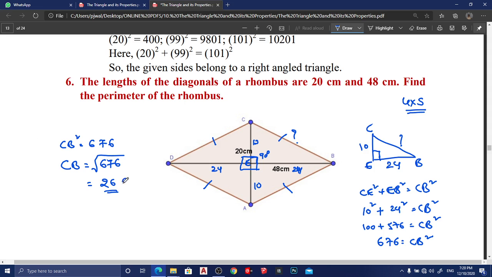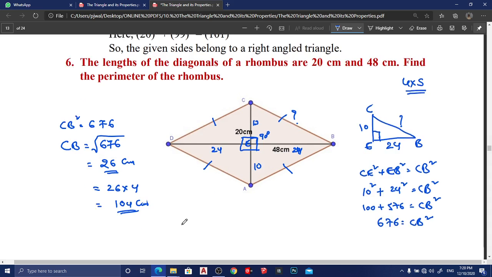Which is 26 centimeters. So now you know one of the sides of the rhombus. By multiplying this 26 with 4, you will get 104 centimeters, which is the perimeter of the rhombus. 4 sixes are 24, 4 twos are 8 plus 2, 104 centimeters is the perimeter of the rhombus.